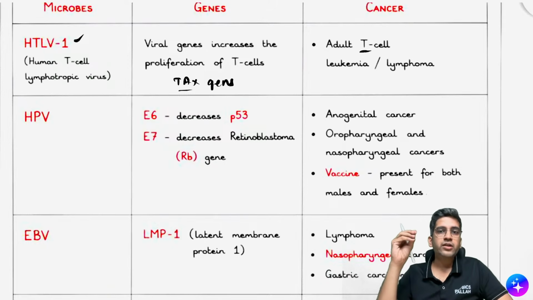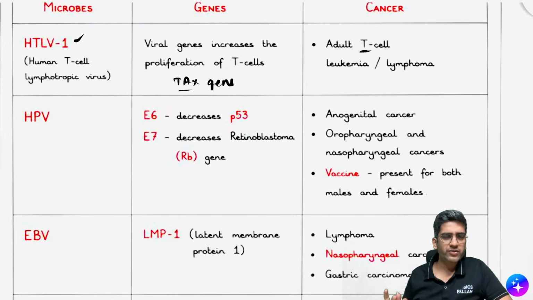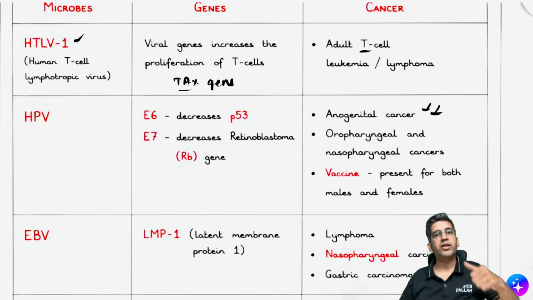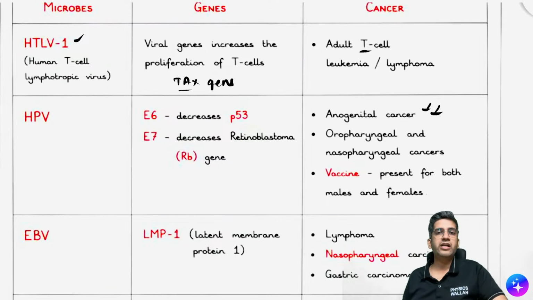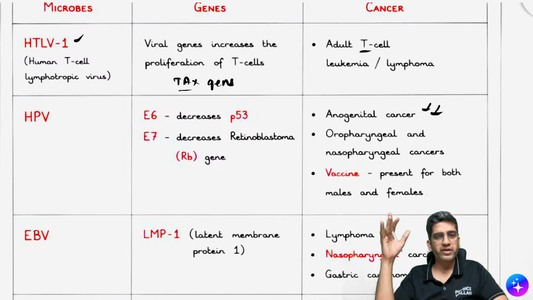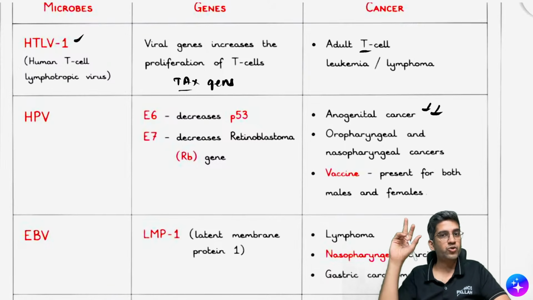Destroys P53, destroys retinoblastoma, lots of them. I put it as anogenital. If you want to make it longer: cervical, vaginal, vulval, penile, anal canal, all of them are related to HPV. Oropharyngeal, nasopharyngeal, right? Yes, we do have vaccines and they should be given to both men and women, irrespective of gender.